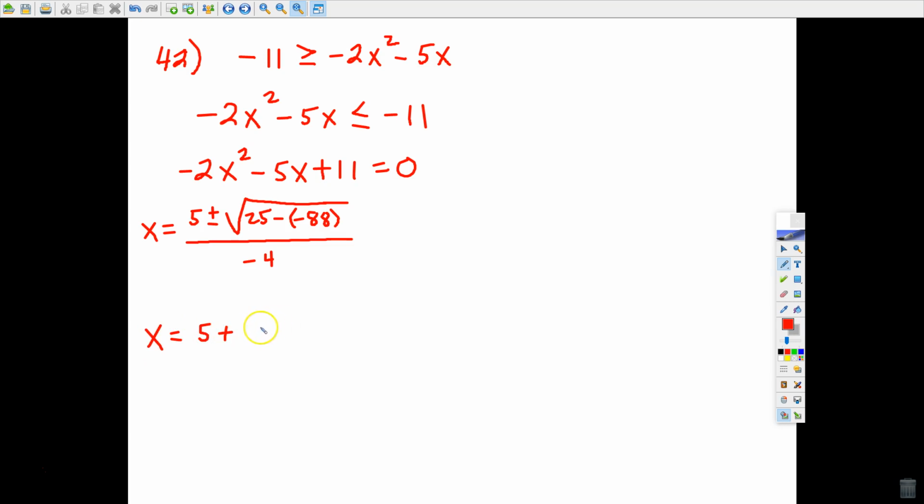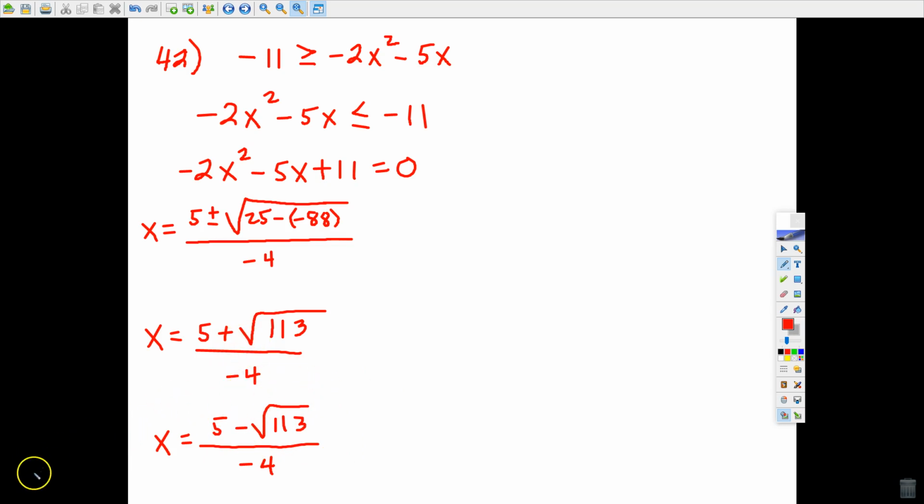So in your calculator, you're going to evaluate this expression: 5 plus the square root of 113 divided by negative 4. And then you're also going to evaluate 5 minus the square root of 113 divided by negative 4. Okay, pause the video, see if you can use your calculator correctly, and we'll see what you come up with.